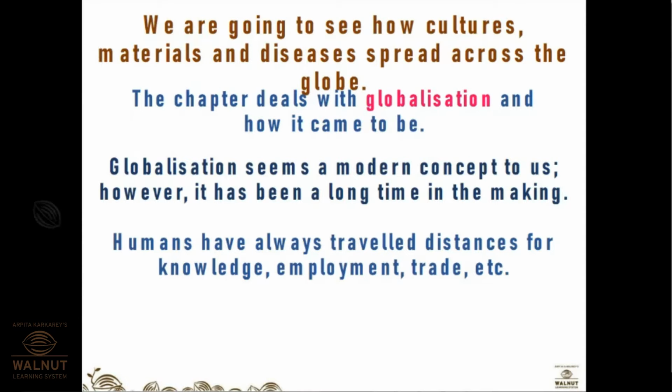Humans have always traveled distances for knowledge, employment, trade, etc. We have seen this in sixth standard, if I'm not wrong, that trading took place and there was a special route in the north of India. Silk Route, exactly. Everybody knows there was a Silk Route along which trading took place between different countries of the world, especially Asian and European countries. Apart from this, we have also learned how Buddhism spread. That was culture, or knowledge. So sharing, which is what we call globalization, isn't a new concept. It has been practiced long back.